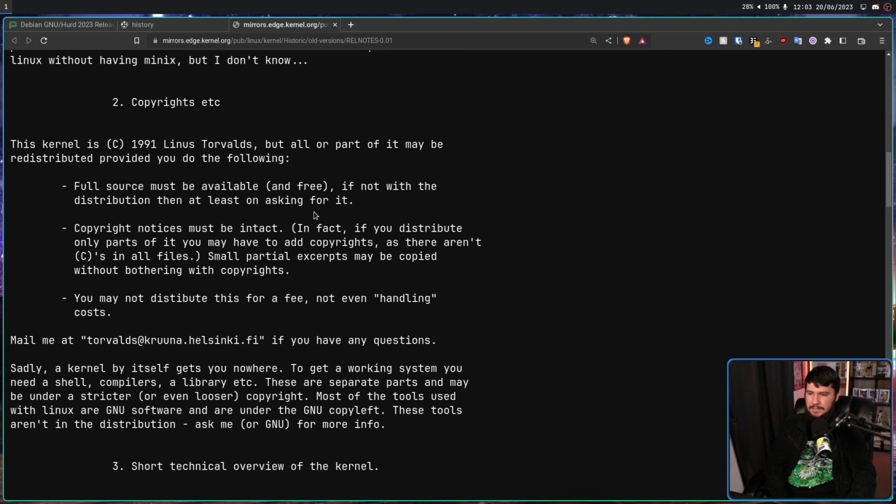"Copyright notices must be intact. In fact, if you distribute only parts of it, as there aren't copyrights in all files, small partial excerpts may be copied without bothering with copyrights." What does small mean? I don't know. He was just writing things. "You may not distribute this for a fee, not even handling costs." He also had a spelling mistake in there. So you couldn't sell Linux, it had to be completely free.